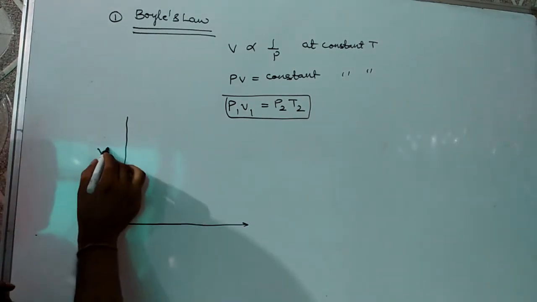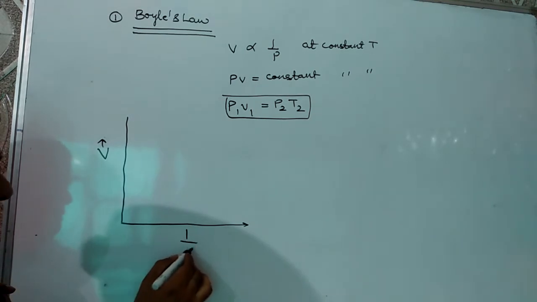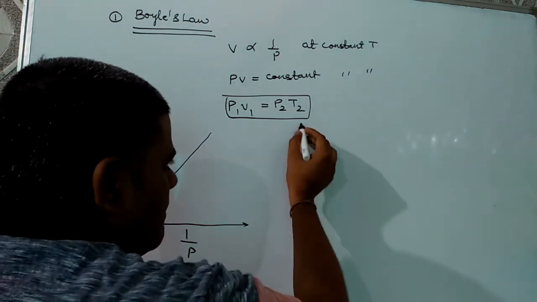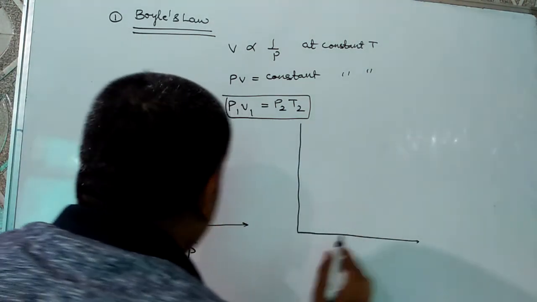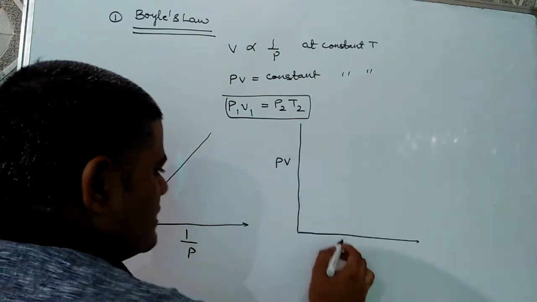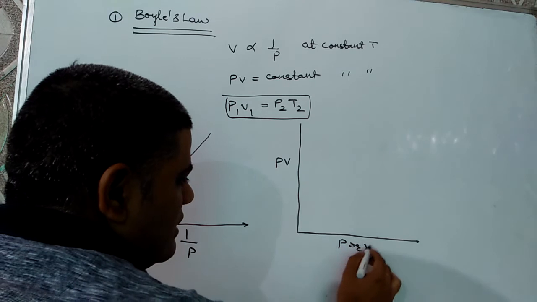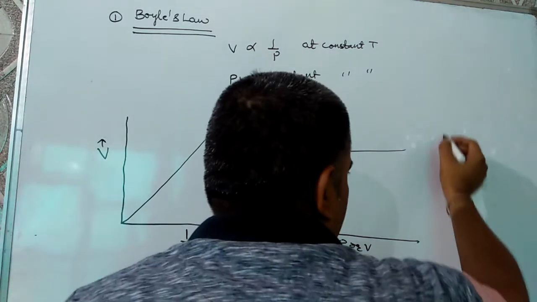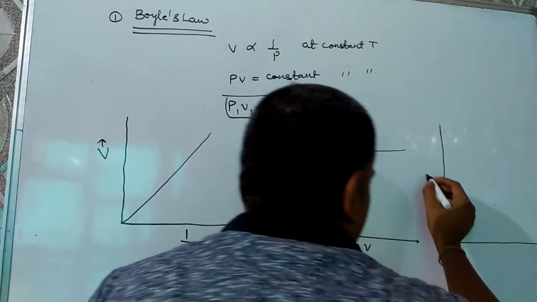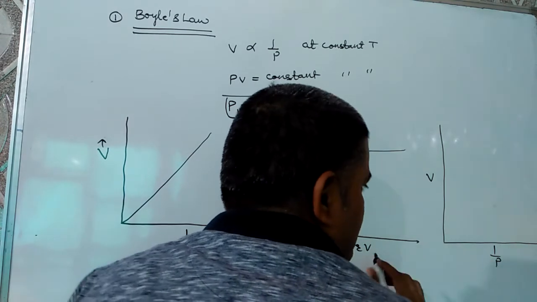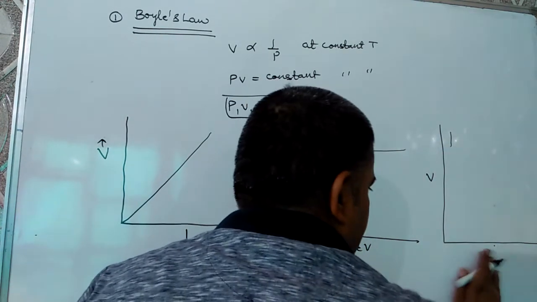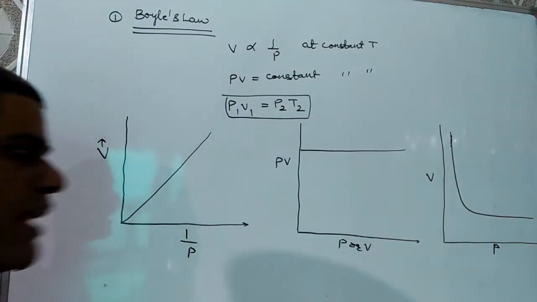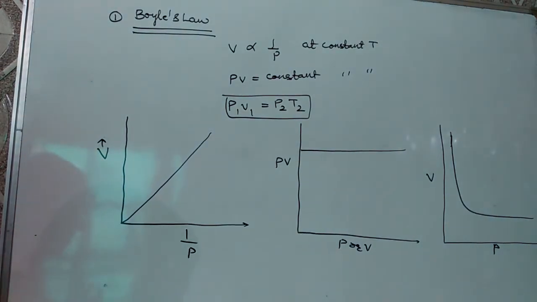In the first graph we can plot volume versus 1 by P. Then we will get a straight line passing through origin. The second graph can be plotted by taking PV versus P or V. As it is constant, we will get a straight line parallel to x-axis. And the final graph will be V versus P. Then we will get a line with negative slope. All these are the graphs of Boyle's law.